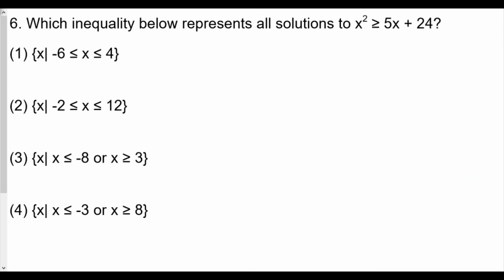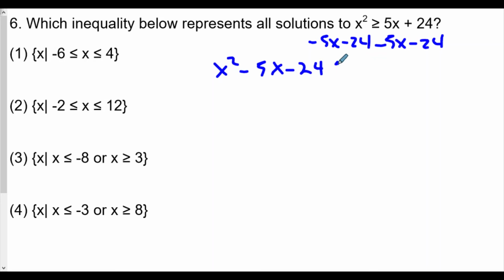Number 6. Which inequality below represents all solutions for x squared is greater than or equal to 5x plus 24? Well, we're going to use sign analysis in this case, and so first we want to move everything over to one side, setting the inequality equal to 0. So we subtract 5x and 24 on both sides, and we get x squared minus 5x minus 24 is greater than or equal to 0.